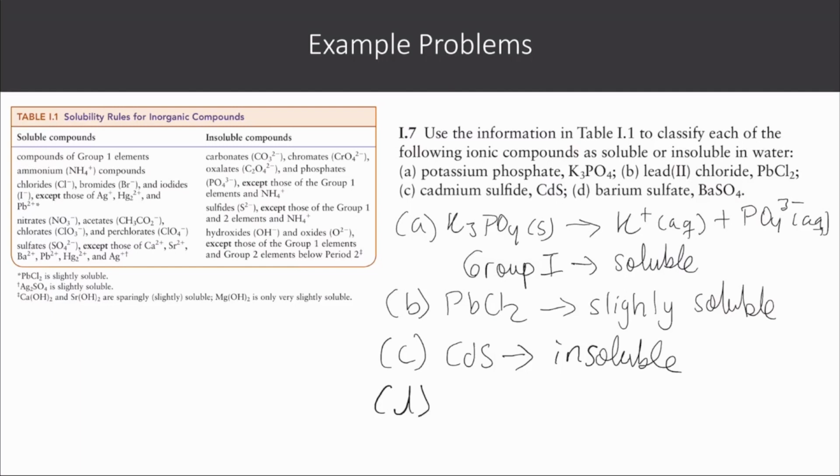And finally, we have barium sulfate. So we check the sulfate rules of solubility. For sulfates, which are right here, it says that sulfates are soluble except for those of calcium, strontium, barium, lead, mercury, and silver. So in this case, barium is one of the exceptions, so it's an insoluble compound.